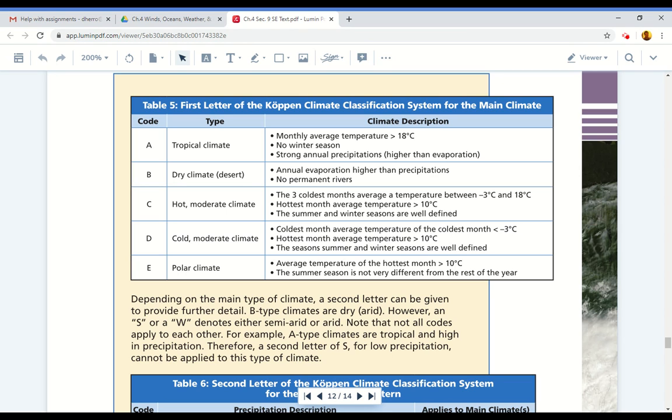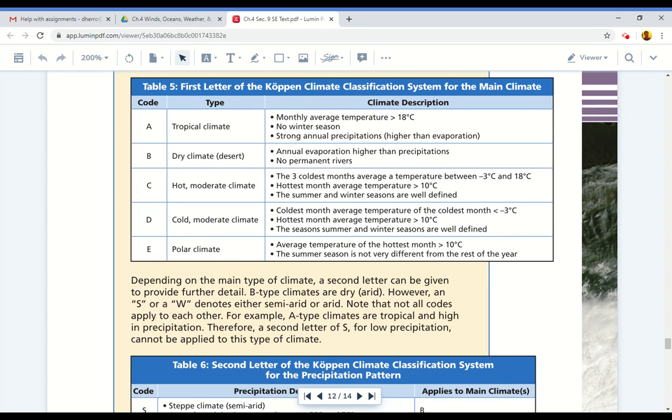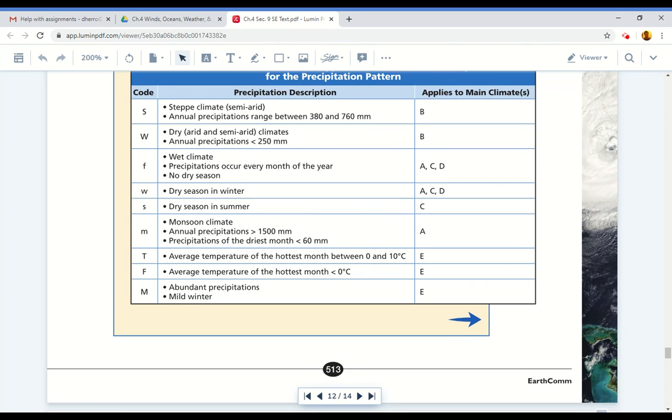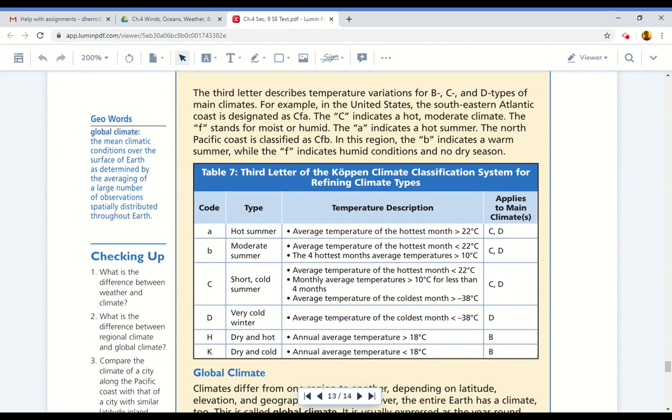B-type climates are dry and arid. However, an S or a W denotes either semi-arid or arid. Note that not all codes apply to each other. For example, A-type climates are tropical and high in precipitation. Therefore, a second letter of S for low precipitation cannot be applied to this type of climate. The third letter describes temperature variations for B, C, and D types of main climates.